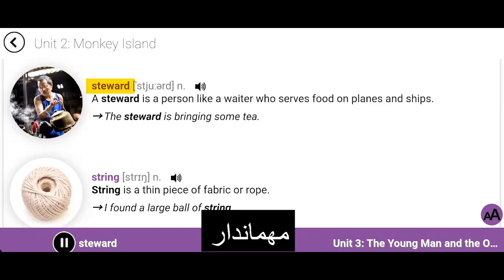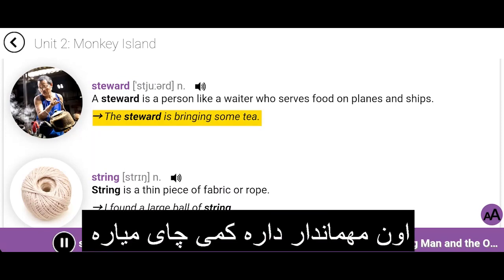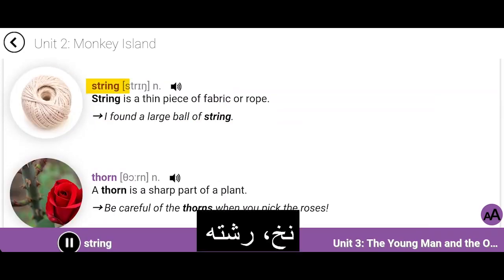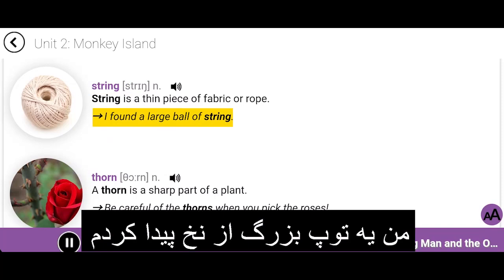Steward. A steward is a person like a waiter who serves food on planes and ships. The steward is bringing some tea. String. String is a thin piece of fabric or rope. I found a large ball of string.